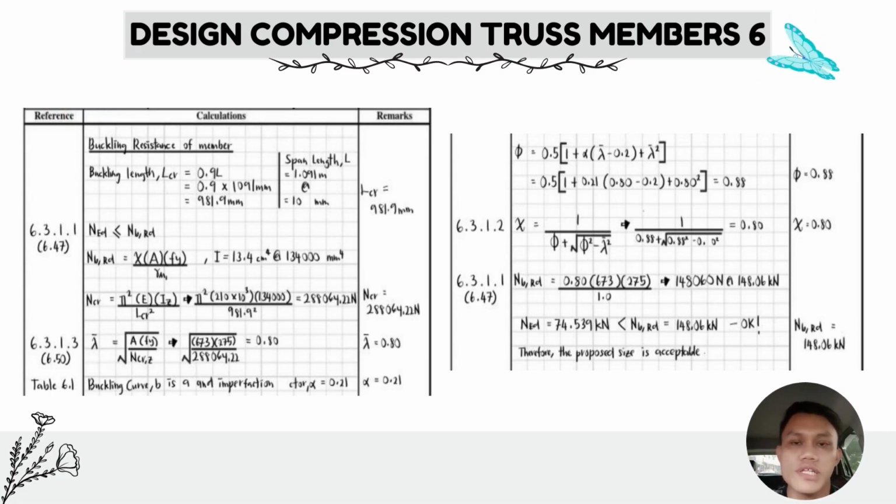Therefore, the NED value is lower than the NBRD value. The proposed size is also acceptable.